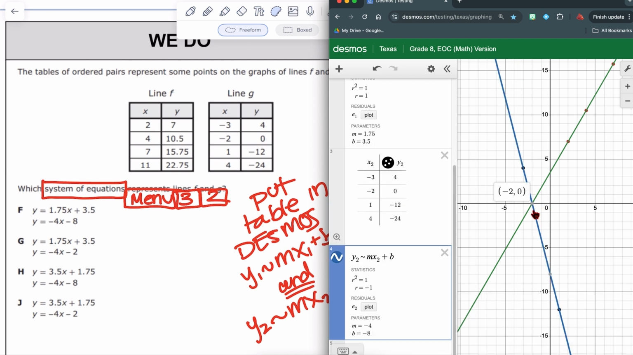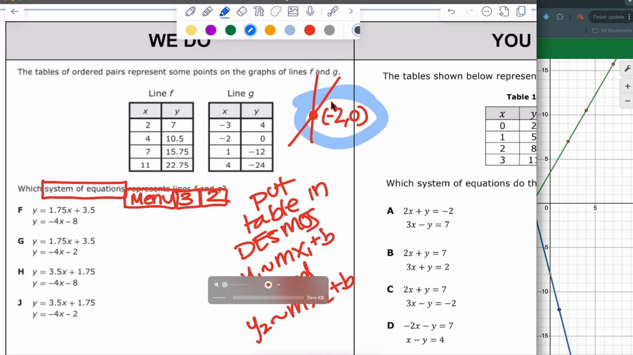Now I want to see where they touch. None of these other points matter, only where the two lines touch, and that's negative 2, 0. So I'm going to draw my little picture. Okay, they touch at negative 2, 0. This is what I want my answer to be. This is what I'm looking for.